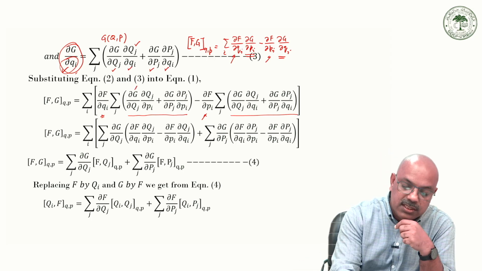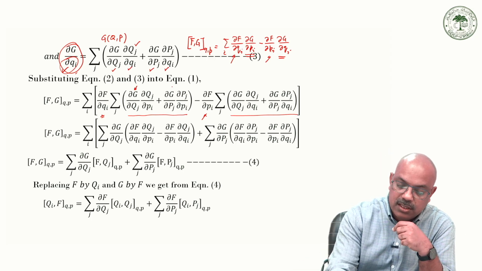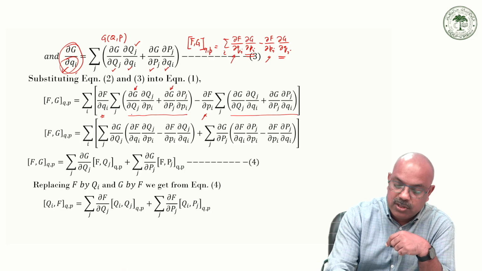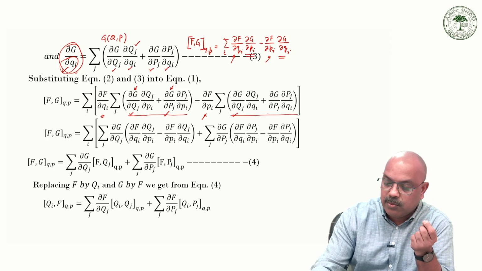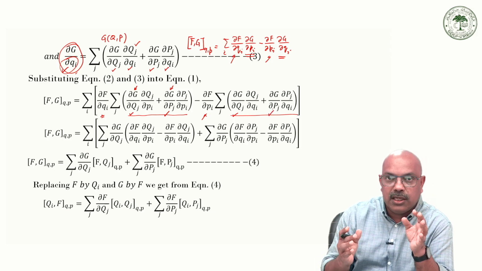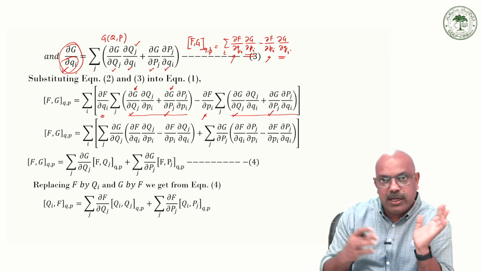Okay, so I have delta g here and delta g here, so delta g upon delta qj here, delta g upon delta qj here, and delta g upon delta pj here, delta g upon delta pj. So I'm going to take the common delta g upon delta q and delta g upon delta p.